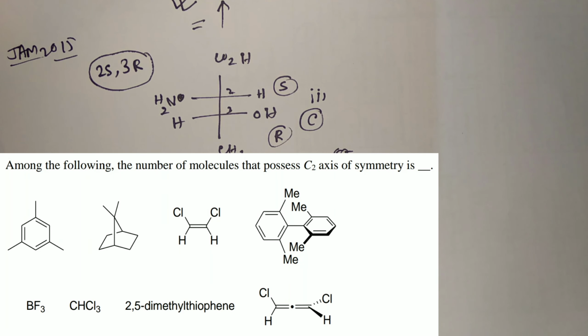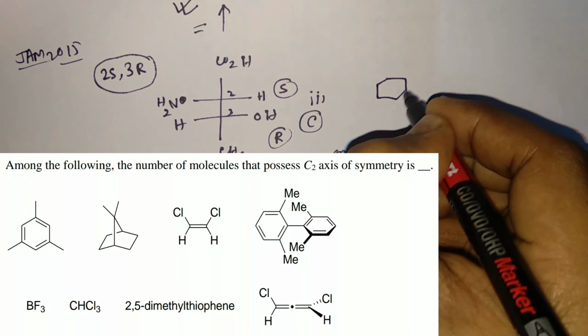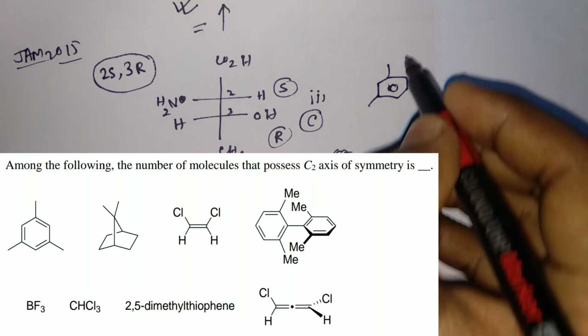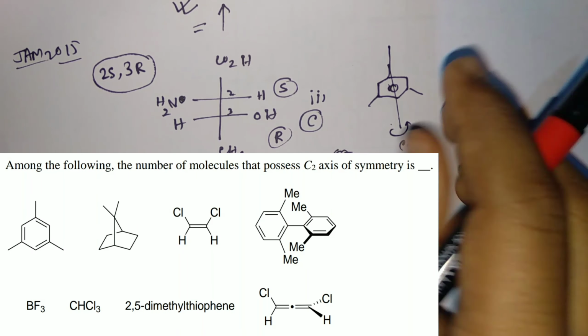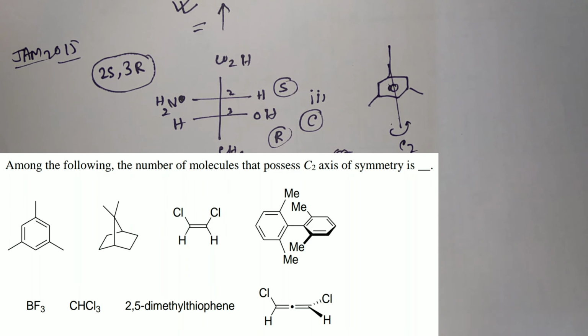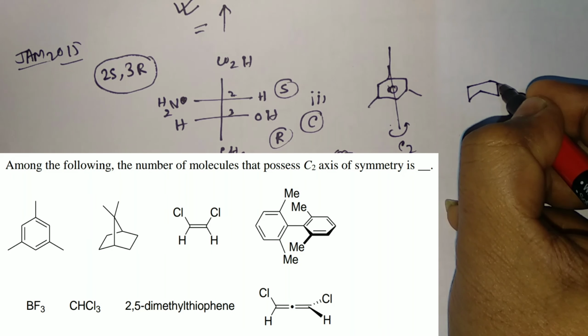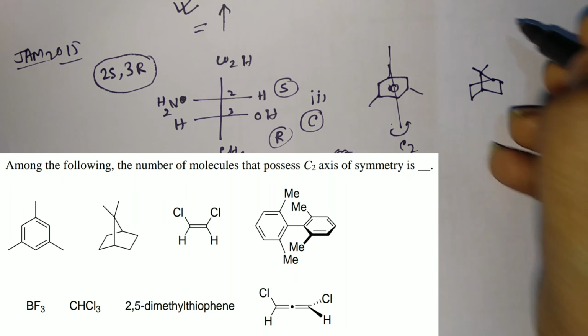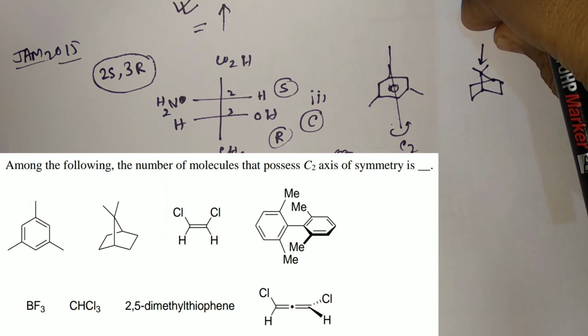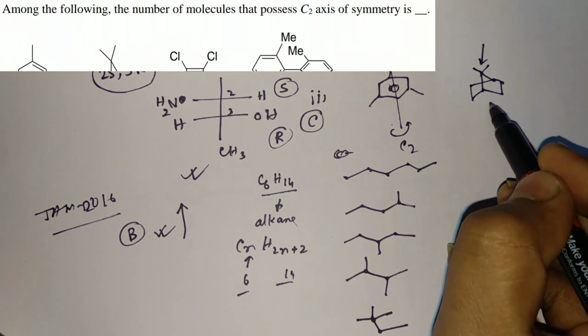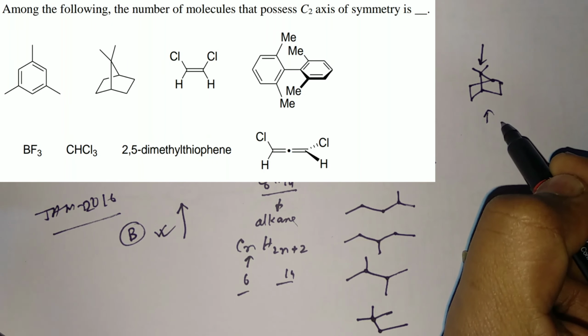So you can see a lot of molecules are present, and you just need to find the number of molecules that have C2. In the case of the first molecule, it has C2 here. The C2 is present, so you can rotate like this. Okay. Next, coming to the next option, here also, if you hold here and rotate 180 degrees, then you can easily get the same structure. So it has C2 also.